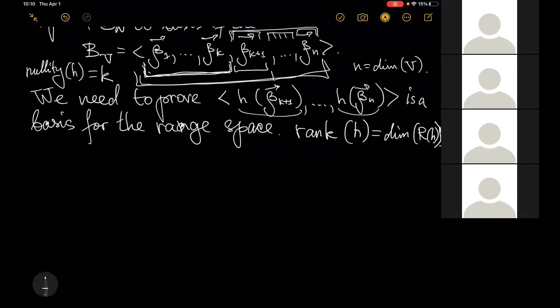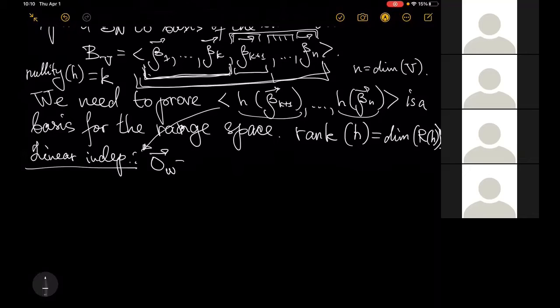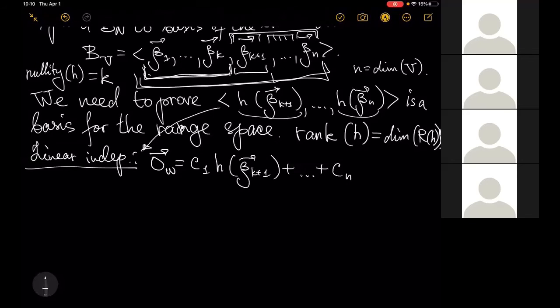First let us show that these vectors are linearly independent. How can we do this? The standard situation: we just take these vectors and consider their linear combination, right?